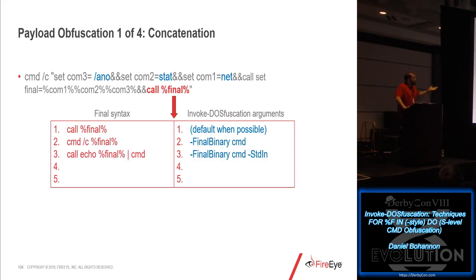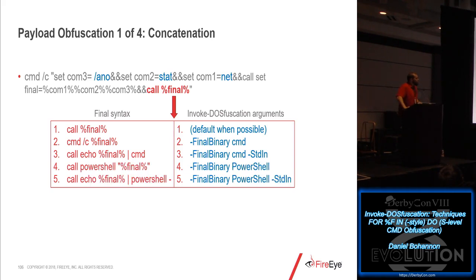However, we can do a final process and say, let me do all the obfuscation and then either do cmd /C for a child process or echo the final result variable into a child cmd.exe process. And then 4 and 5 are the same, except it's for PowerShell. So if you want to input a PowerShell command, then DOSfuscation will introduce all of the cmd.exe DOSfuscation and wrap that and support the PowerShell level obfuscation characters as well.